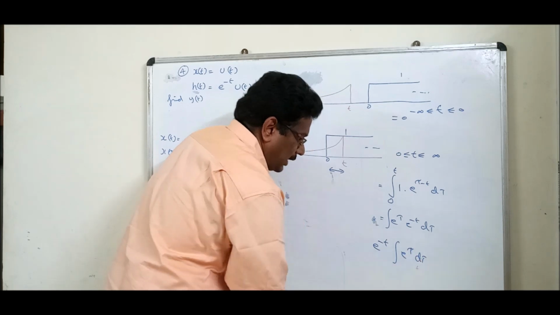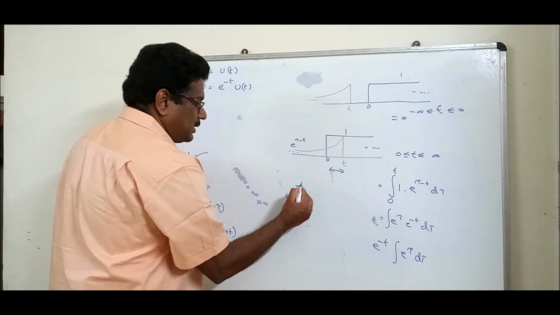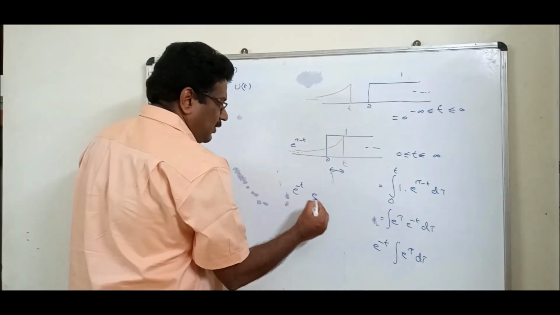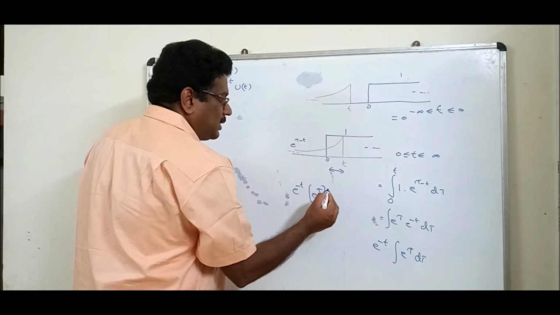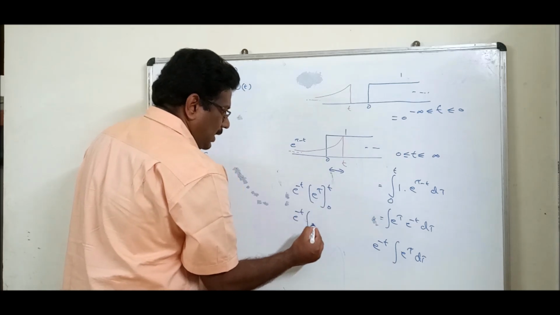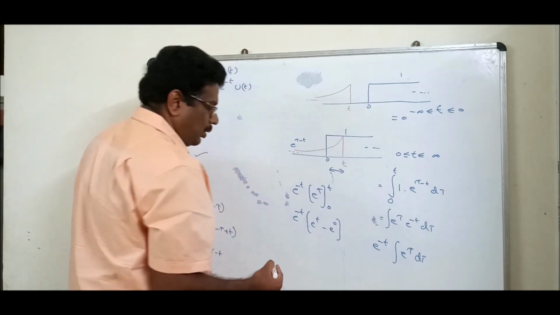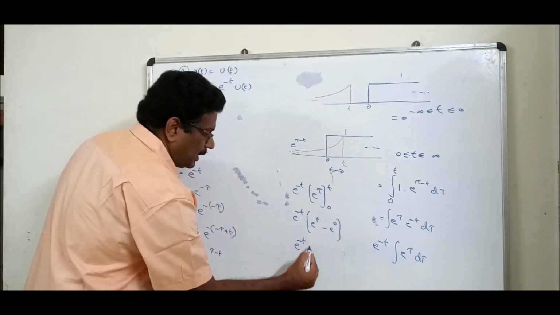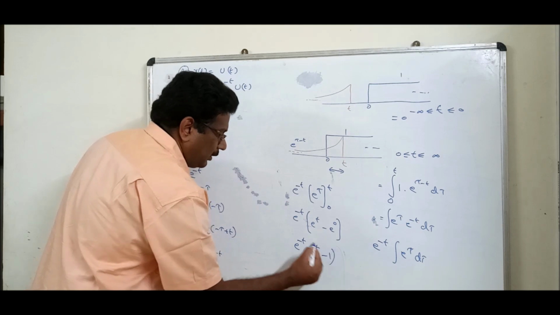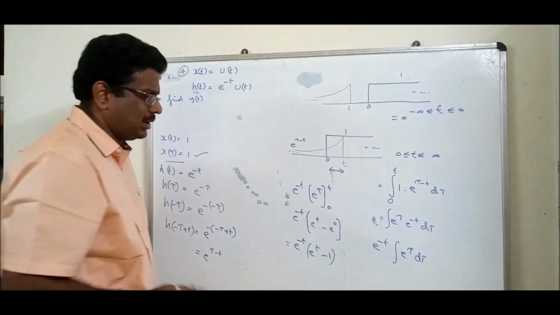Once you do integration, what will be the result? E power minus t is outside. What is integration of e power tau? It is e power tau. Limits, what are the limits? t and 0. So e power minus t, upper limit minus lower limit. What is e power 0? 1. So e power minus t, e power t minus 1. If you want to multiply inside, otherwise leave it. Nothing wrong about that. That's all.